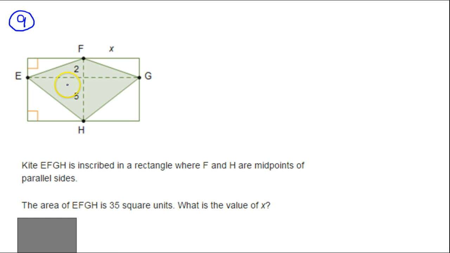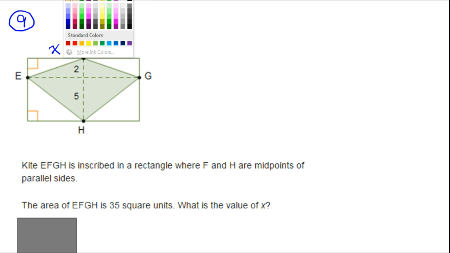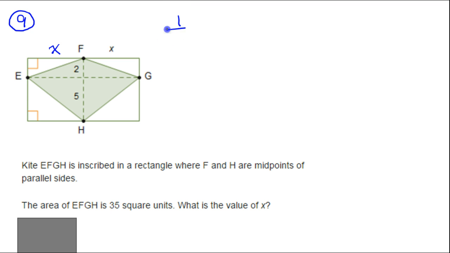Problem number 9. We have a kite inscribed inside of this rectangle. We're specifically told that F and H are midpoints. So if this is X, that means that this is X over here as well. And we're given the area of the kite, which is 35. And we're supposed to find the value of X. Alright, so we're given the area, so let's start with the area formula for a kite. For a kite, we know that the area should be 1/2 diagonal 1 times diagonal 2. That should equal the area.